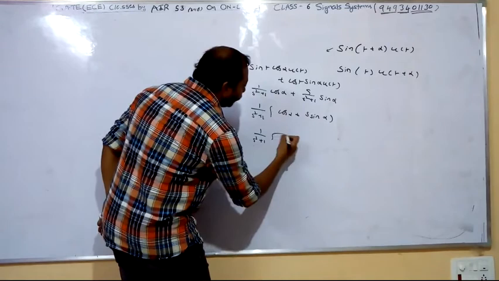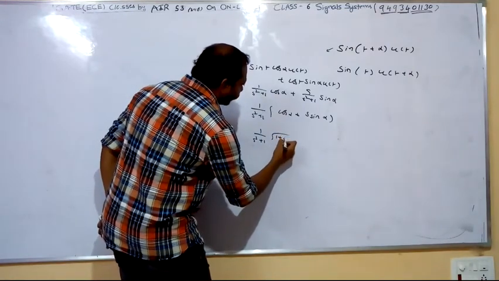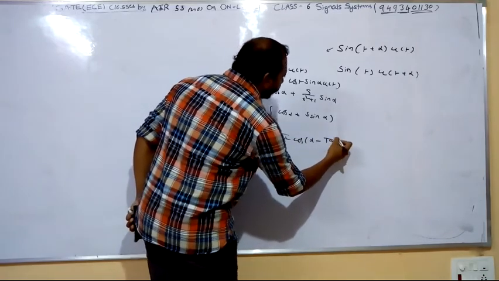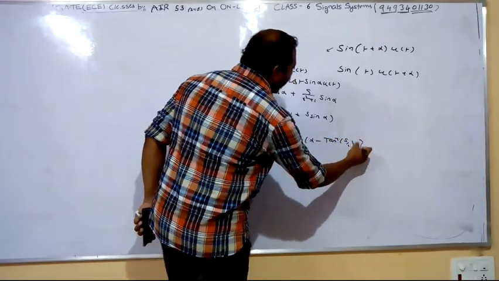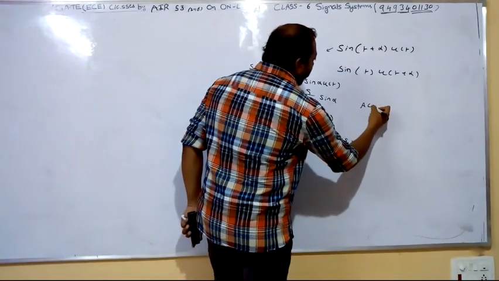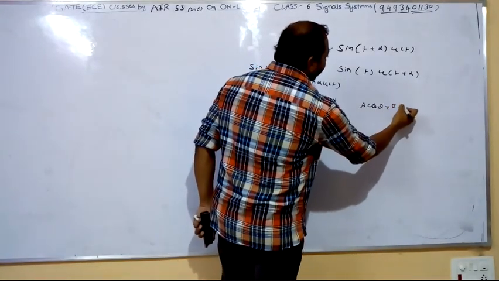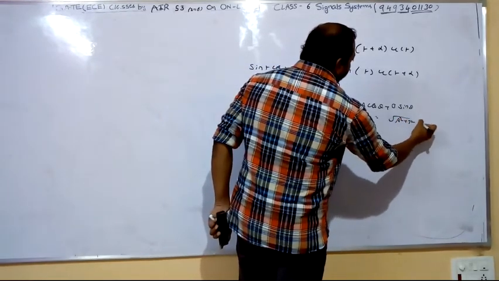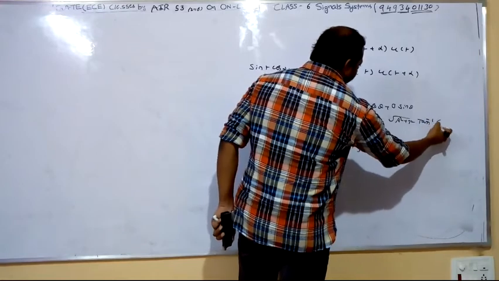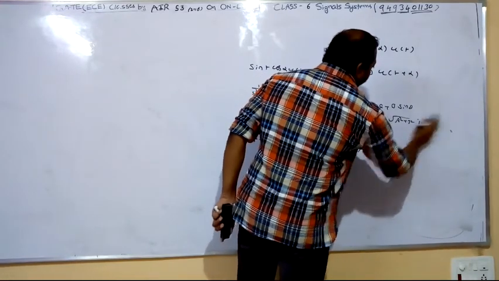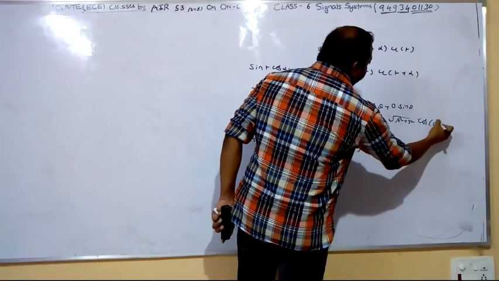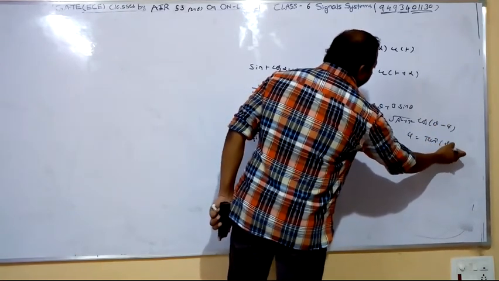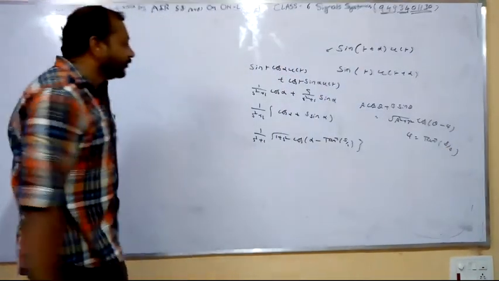Square root of a square plus b square, that is nothing but square root of 1 plus s square into cos of alpha minus tan inverse of s by 1, like that we can write. Already we have seen a cos theta plus b sin theta can be represented as the square root of a square plus b square cos of theta minus phi, where phi is equal to tan inverse of b by a.